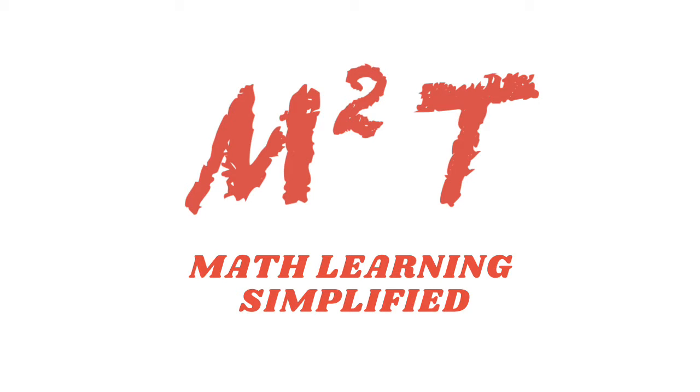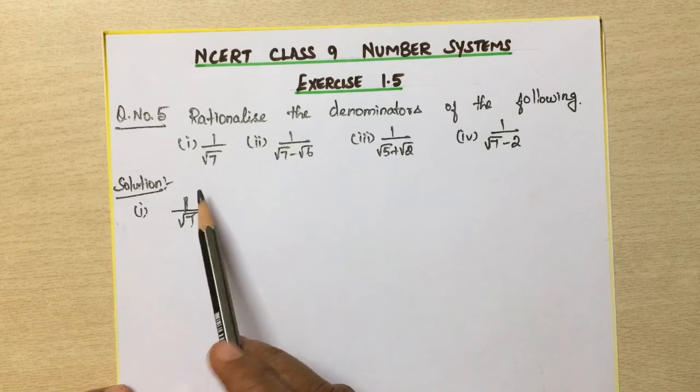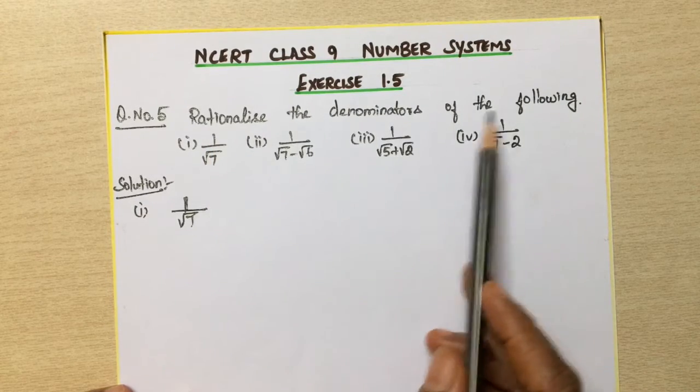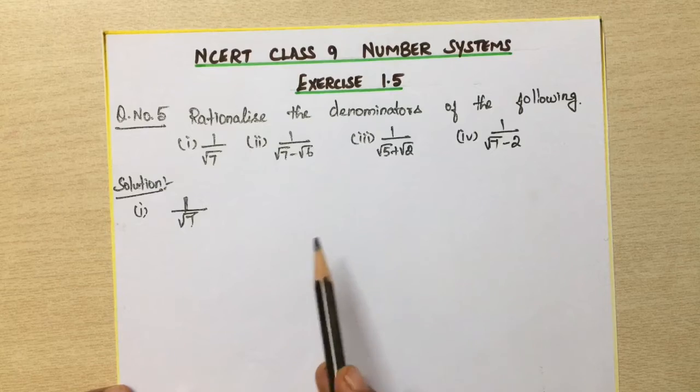In this video, I am going to solve question number 5 from the exercise 1.5. This is for class 9 students from NCERT syllabus. The chapter is number system. Question here is rationalize the denominators of the following. We have 4 subdivisions under this.